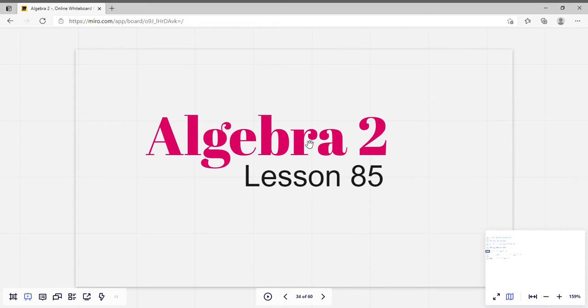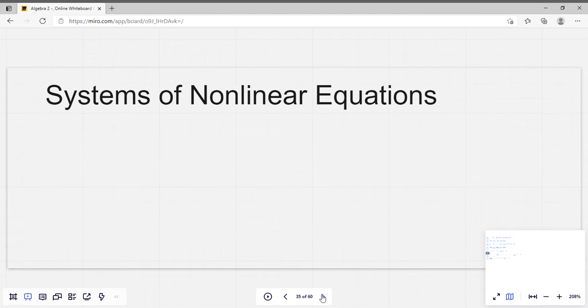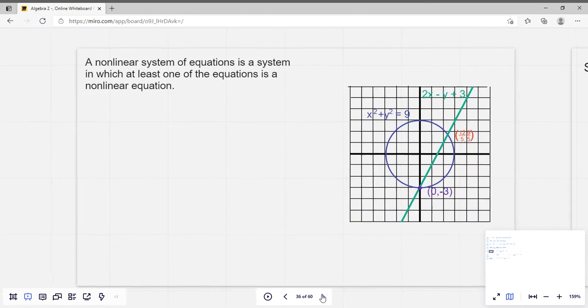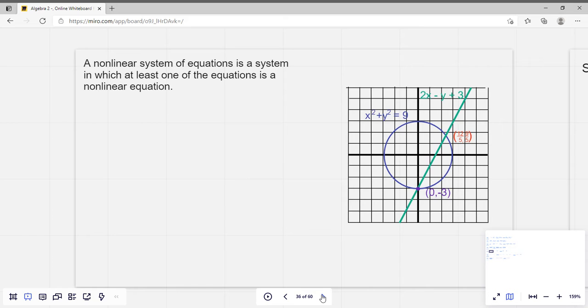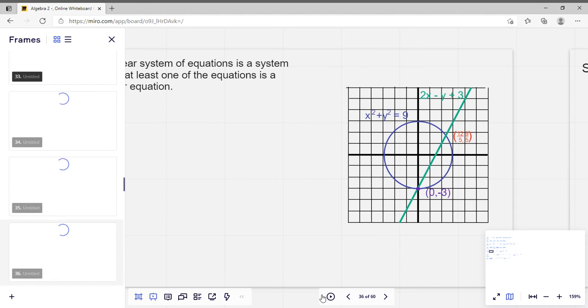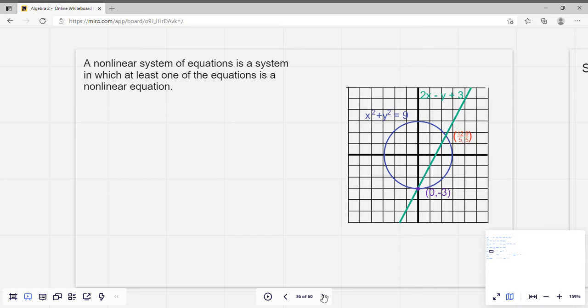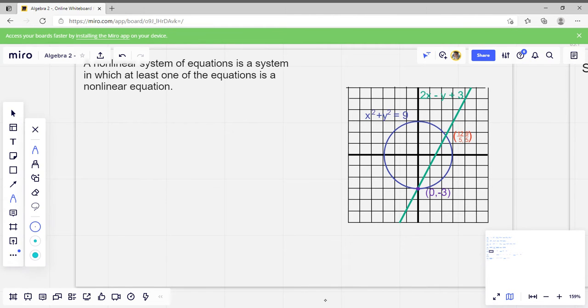Hi everybody, this is Algebra 2, Lesson 85, and this lesson covers systems of nonlinear equations. A nonlinear system of equations is a system in which at least one of the equations is a nonlinear equation. So if we look over here, we've got an example of that. And remember that when we solve a system of equations, we've got two equations mapped on the same grid, and we're trying to find out where they have common points, so where they touch.